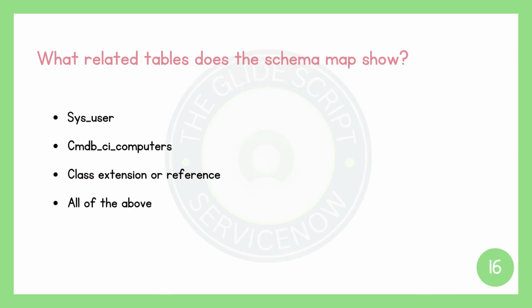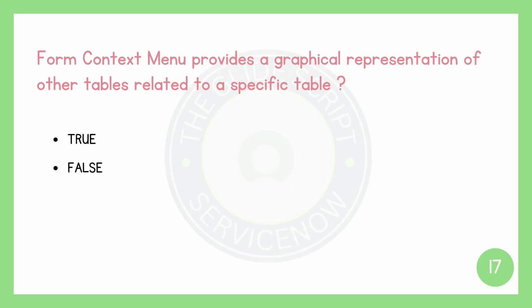Let's move to the next question. What related tables does the schema map show? And the correct option is class extension or reference. Next is, form context menu provides a graphical representation of other tables related to a specific table. Is it a true statement or false? It is a false statement.